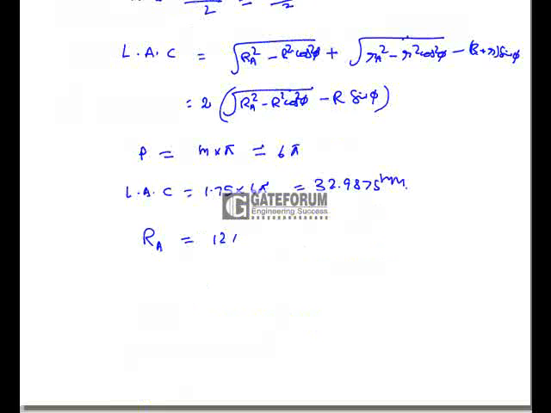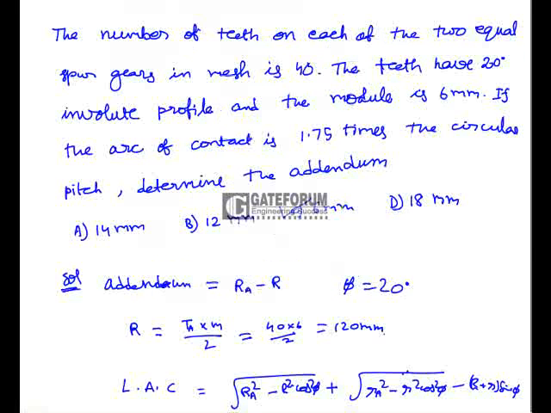Now substitute this value in this equation so that we can get the radius of addendum, which is nearly 126.5 mm, and the addendum is equal to 126.5 minus 120, which is nearly 6 mm. So in the options, the right option is C. C is the right answer.